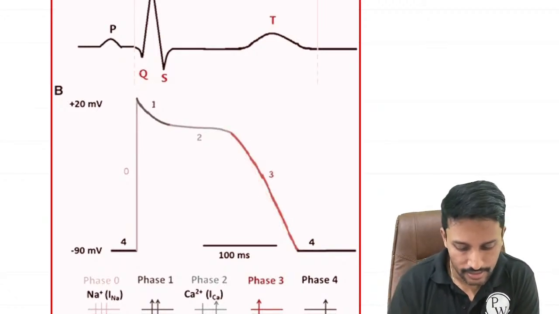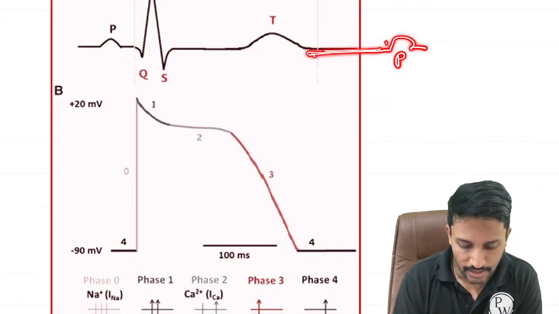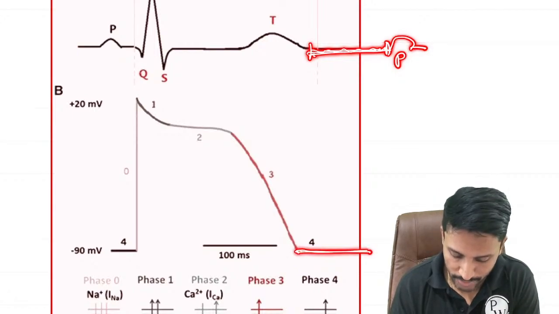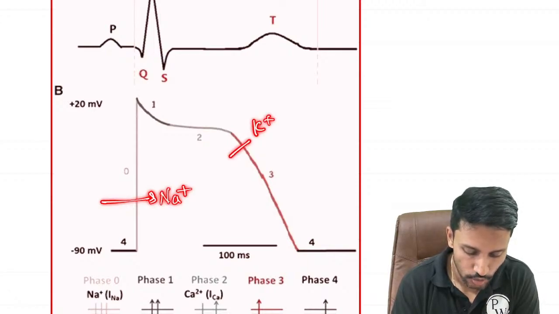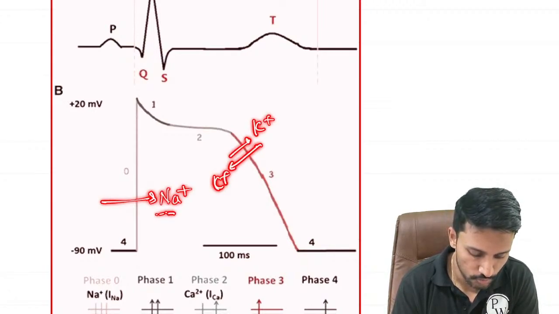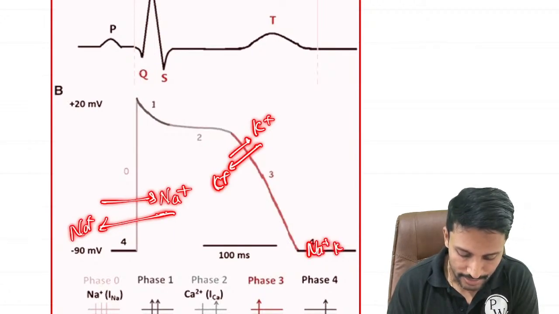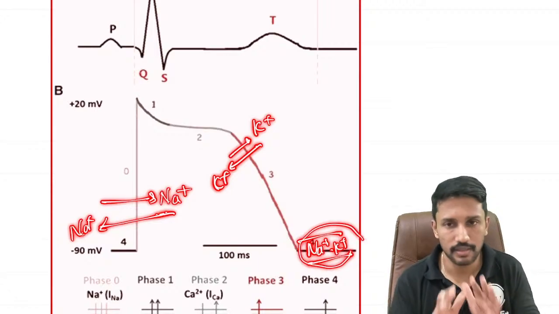Okay. Then I get the TP segment till the next P wave. This is the isoelectric line where no major electrical activity is happening. That is my resting membrane potential. Now, to maintain this resting membrane potential, whatever sodium that I had gotten in and whatever potassium that I had pushed out should now be exchanged. The potassium should come in and the sodium should be pumped out. So for that, the sodium potassium ATPase pump is constantly acting to maintain the resting membrane potential.